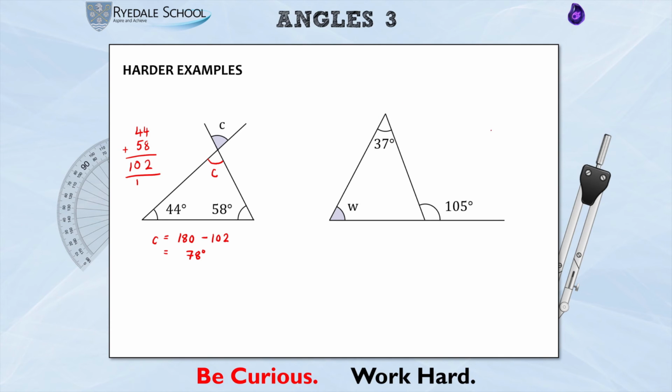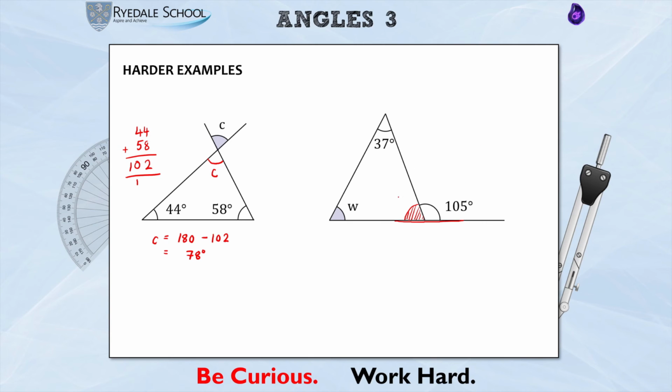Now, in my final example, my final diagram, I have a triangle, but the base of the triangle has been extended to make a straight line. All of those angles there would still add up to 180 degrees because of the straight line, and that's what I'm going to need to do first. I'm going to need to work out this angle here in order to then eventually be able to work out what angle W is.